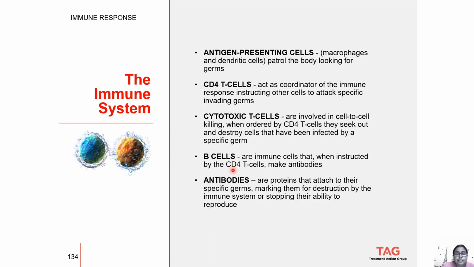We have the APCs, or the antigen presenting cells, basically macrophages and dendritic cells that patrol throughout the body looking for germs. We have the CD4 helper T cells, which basically act as the coordinator of the immune response, instructing other cells to attack specific invading germs. We have the cytotoxic T cells, CD8 T cells, which are involved in cell-to-cell killing. When ordered by CD4 T cells, they seek out and destroy cells that have been infected by a specific germ. We have the B cells, which are immune cells that, when instructed by the CD4 cells, can make antibodies. Correct? And we have the antibodies, which are basically nothing but proteins that attach to the specific germs, marking them for destruction by the immune system or stopping their ability to reproduce.